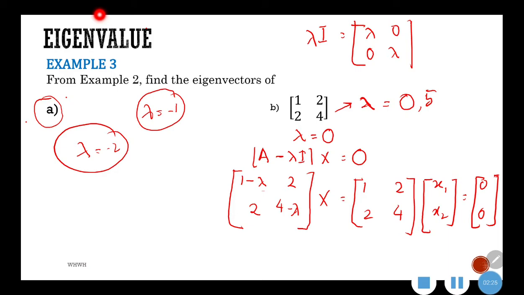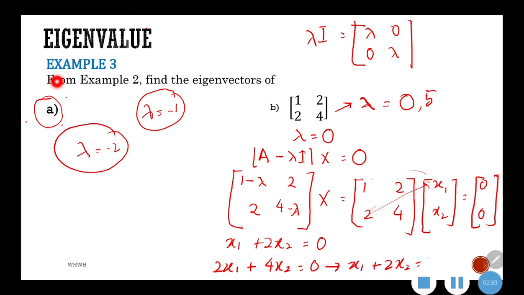So from here we will have x1 plus 2x2 equals 0. And the second equation, 2x1 plus 4x2 equals 0. Then for this one, if you factor 2 out, you will get the same thing as the first equation, x1 plus 2x2 equals 0.